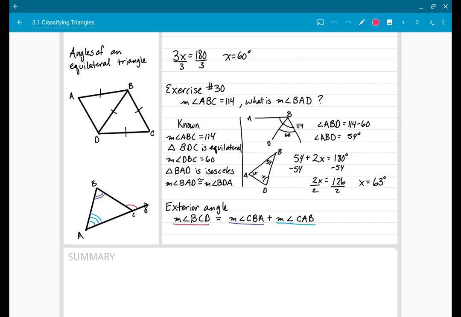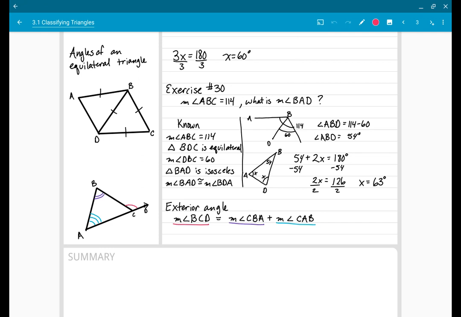Next, I redrew just the isosceles triangle. That helped me create an equation: 54 plus 2x is equal to 180 degrees. From that, I was able to figure out what x is, and x is going to be the same as the target angle, BAD.